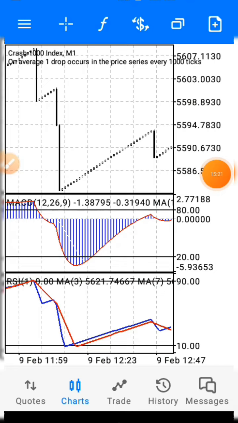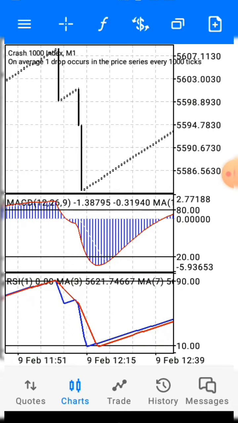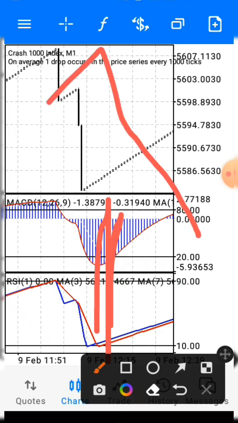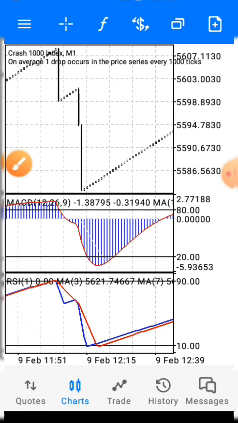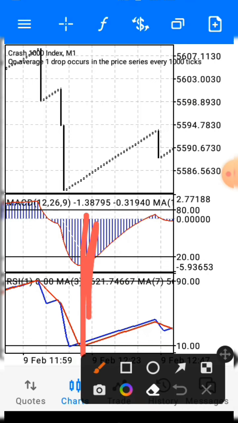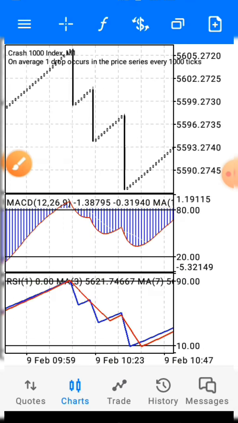So guys, as you can see right now, here is Crash 1000. Now here you are going to be buying instead of selling. Unlike Boom where you are selling, here you are going to be buying. It's the opposite of each other. I hope most of you already know that. So here we are going to be buying, so you can see it's on the same line here now, so we are buying.